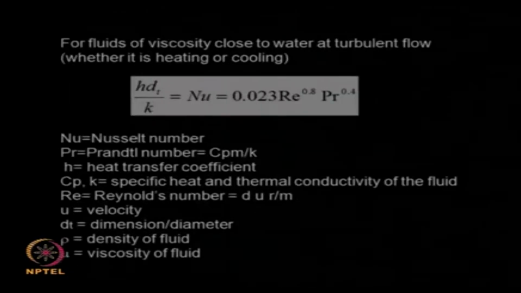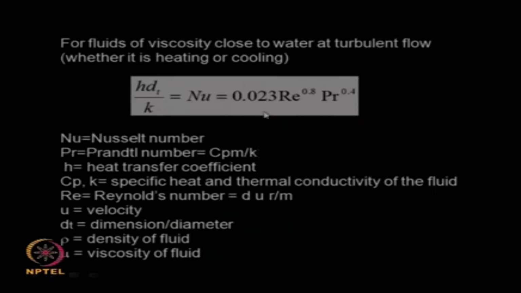So if you have fluids of viscosity close to water, when you are using such a fluid at turbulent condition, you can use this type of relationship for calculating heat transfer coefficient. Okay. So h d_t, the dimension, divided by K, the thermal conductivity of the fluid, equals 0.023. This is called Reynolds number, this is called Prandtl number. Prandtl number is Cp mu by K. Cp is the specific heat and mu the viscosity of the fluid, K is the thermal conductivity of the fluid.